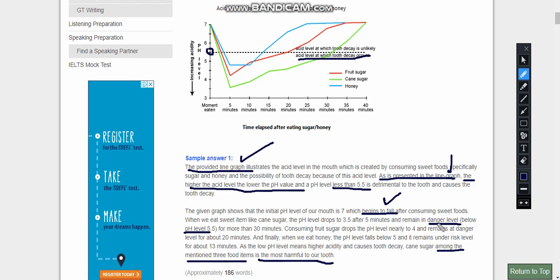Also, danger level is used and explained in parentheses. So using parentheses sometimes makes everything easier because you don't have to complicate your sentence. You can just add that for your writing.